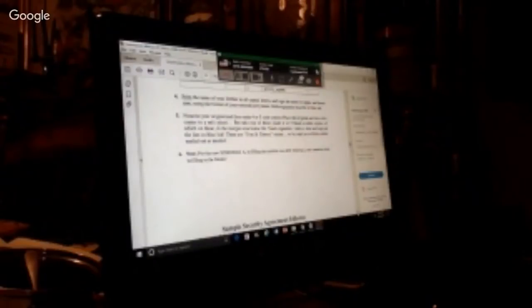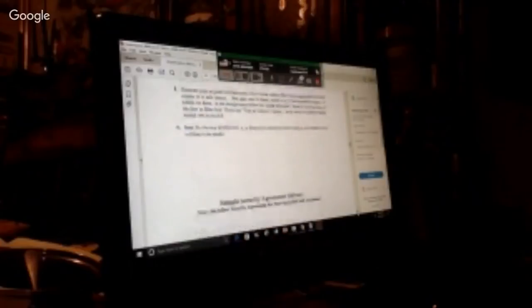Right, notarize your original and then make 4 to 5 color copies. Place the original or 2 copies in a safe place. But take one of those, make 4 or 5 black and white copies of it. In the margin area below the black signature, draw a line and sign on the line in blue ink. These are true and correct copies to be used as exhibits and or mailed out as necessary.